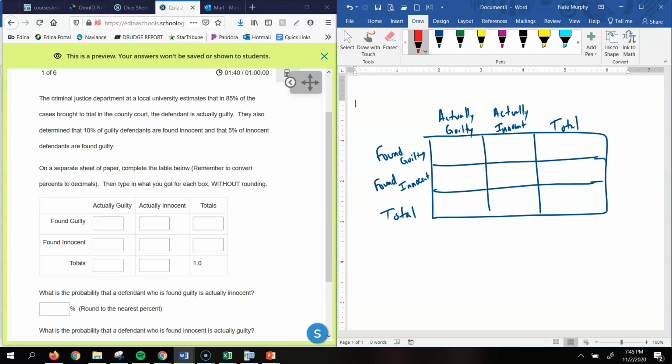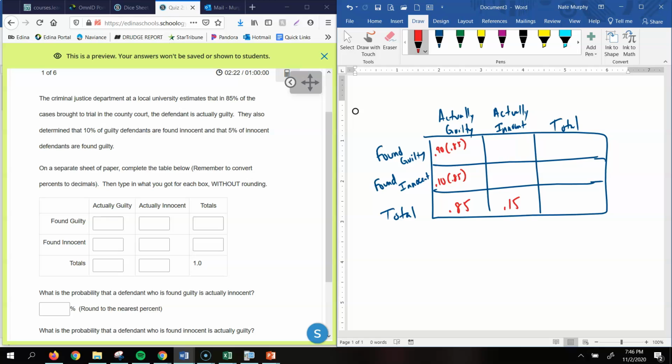All right, so let's plug in what we know. Let's start at the beginning. We know that 85% of the cases brought to trial in the county court, the defendant is actually guilty. So that's a total: 85% are actually guilty. Well, that means 15% that show up are innocent. They also determined that 10% of guilty defendants are found innocent. So those that are actually guilty are found innocent 10% of the time. So we're going to break up the 85% into 10%, which means 90% of the time, those that are actually guilty are found guilty.